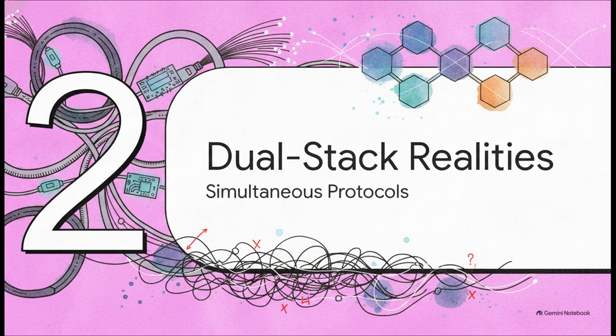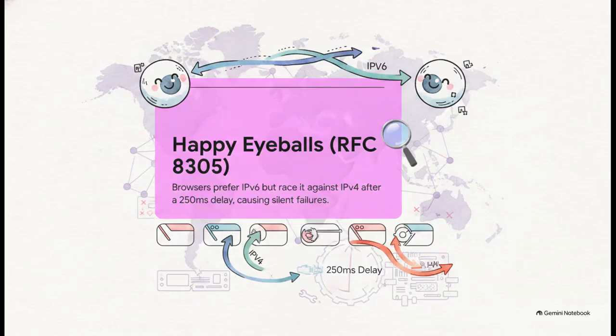Section 2. Dual stack realities, simultaneous protocols. Now, what is really fascinating here is a concept called happy eyeballs, which is defined in RFC 8305. This perfectly explains why your dual-stack network isn't necessarily breaking outright, but rather silently failing in the background. Browsers inherently prefer IPv6, right? But they will essentially race it against IPv4 after a very specific 250 millisecond delay.